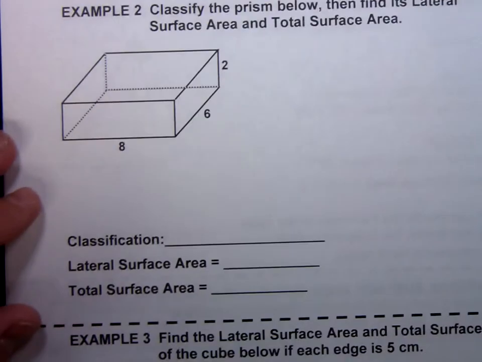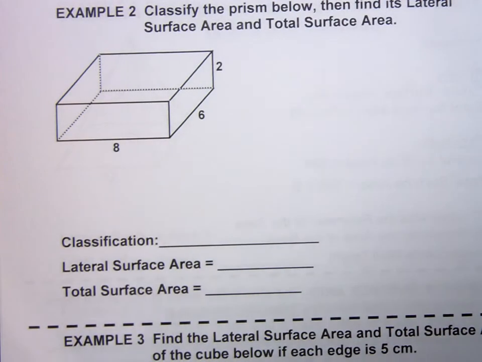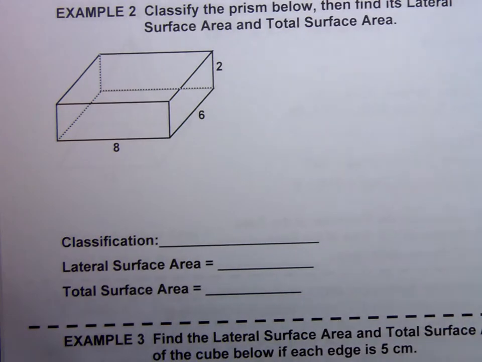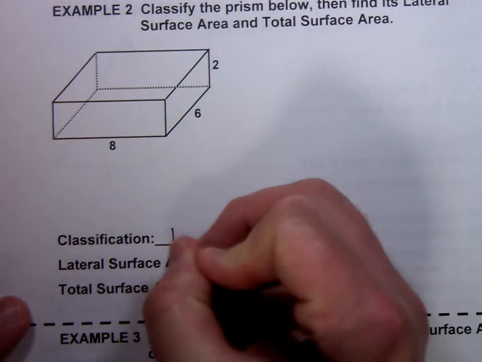All right, on example 2, it says classify the prism below, then find its lateral surface area and total surface area. So first off, we need to recognize that every single face on here is a rectangle. So this is going to be a rectangular prism.